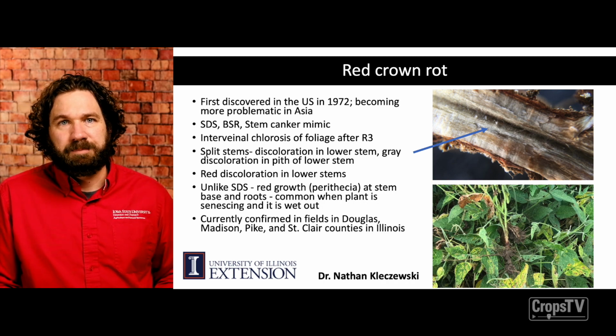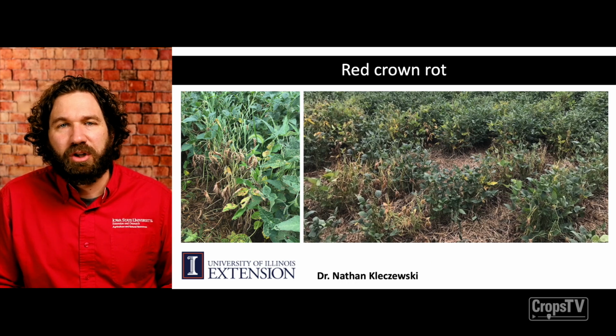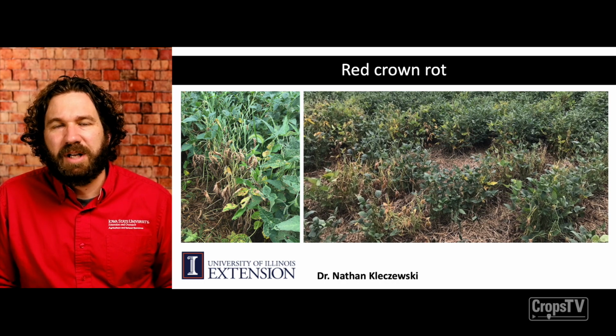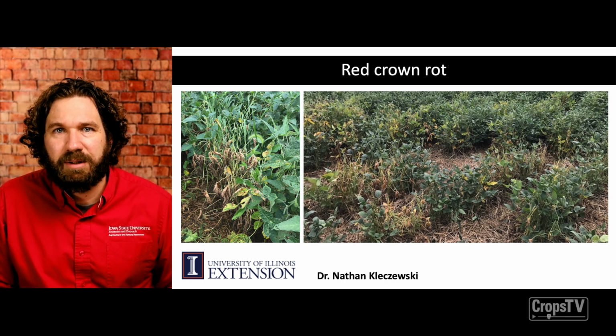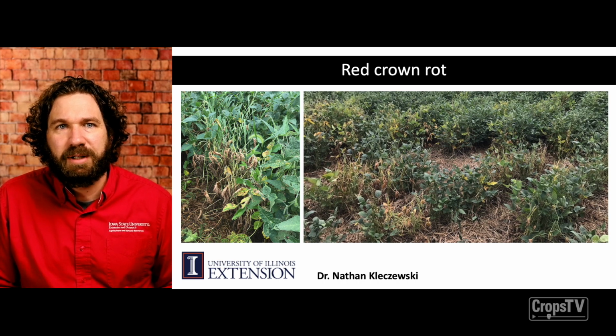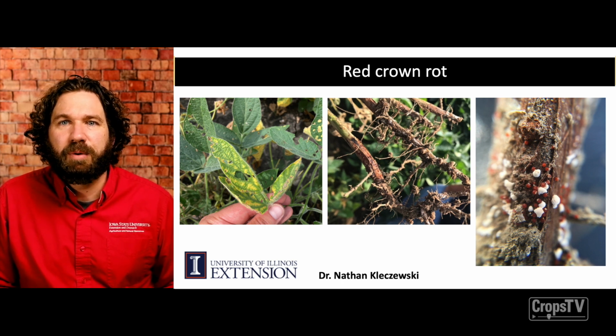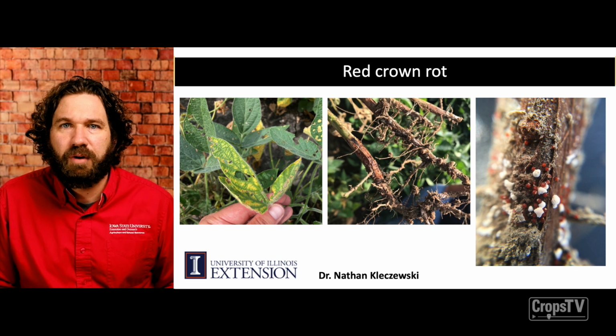I just wanted to give you a couple of slides on what it looks like, and an encouragement that if you do see this, please get in touch with us and let us know so we can get an idea of how widespread it is, or if it is here in Iowa. Again, it's sort of a combination of Phytophthora and SDS, where it has those SDS symptoms, but you also see some adult plants prematurely dying. That's the zoomed out picture. Then as you zoom in, interveinal chlorosis is what you see in that left picture. That red growth in the lower stem is what you see in that middle picture. And then you see the fungal growth, the perithecia, in that right picture.